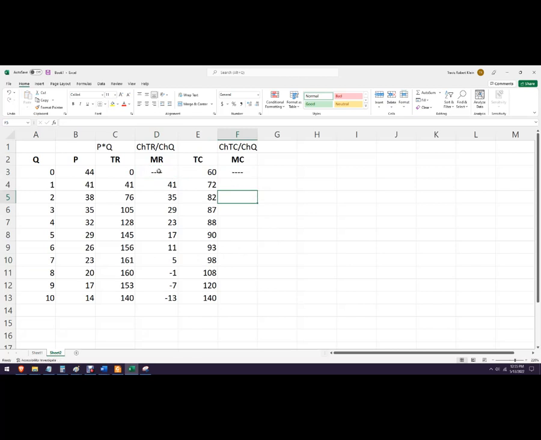Okay, let's do the same thing with our marginal cost. There's no marginal cost at 0 or marginal revenue because there's no -1. You're always comparing it to something else. So actually, I think I can just copy this formula right over here. No, I cannot. But that's okay. We can update what we've got here.